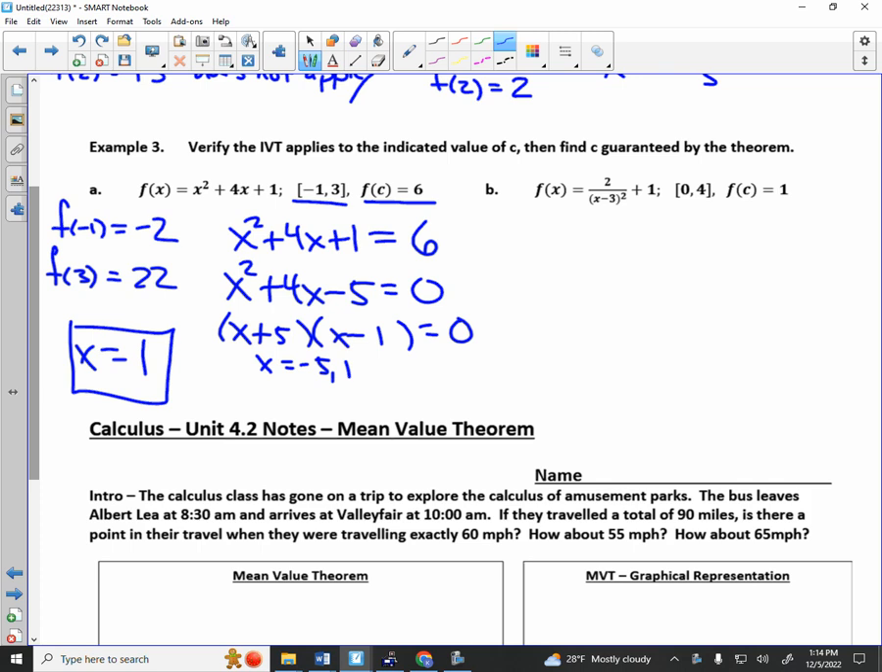Okay, so, Ava, you ready? We're talking about the interval from -1 to 3. So our x value has to be between -1 and 3. Okay, and it turns out +1 is the one that sits, -5 does not. Do you see that now? Good question.